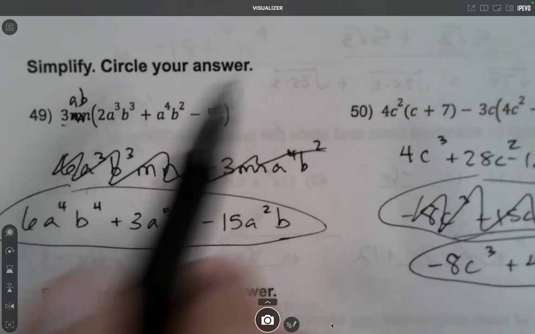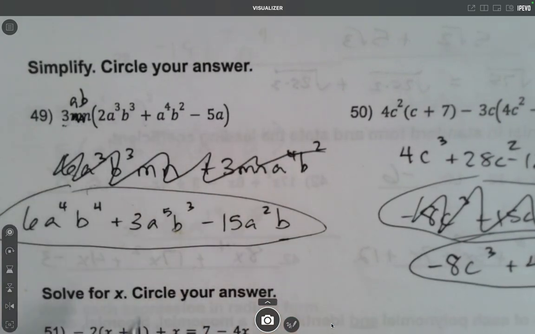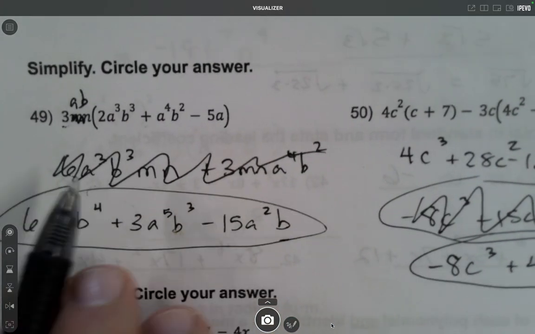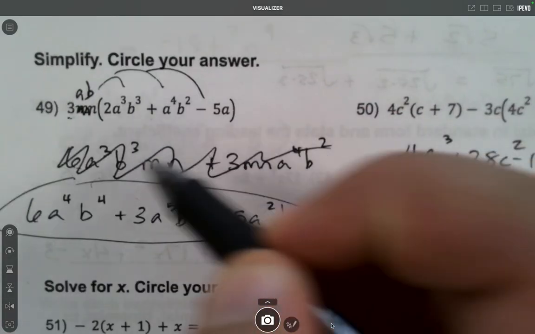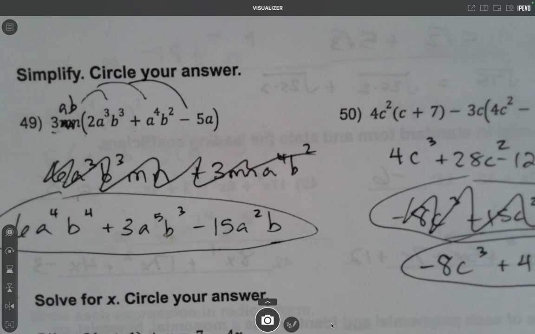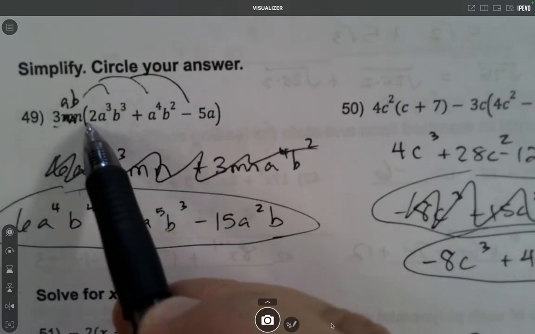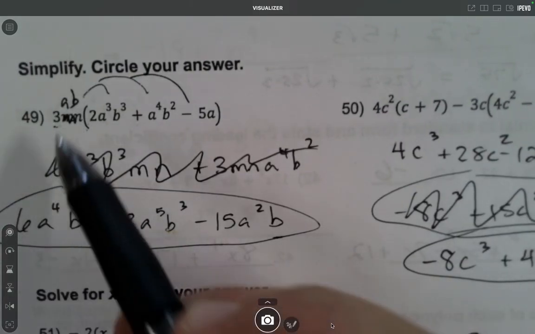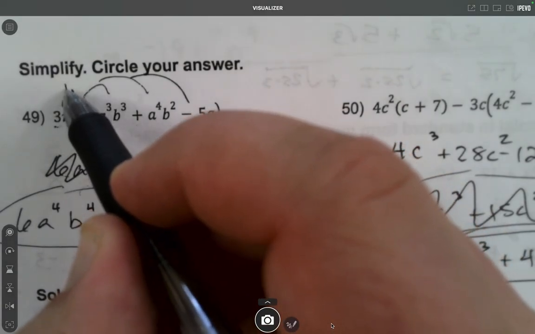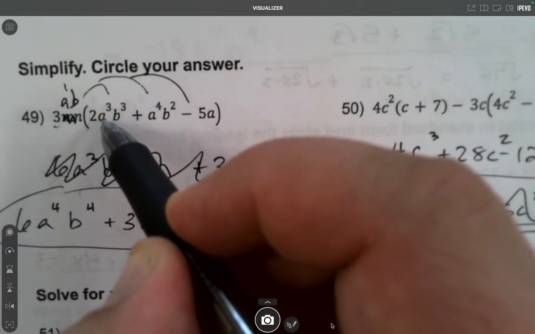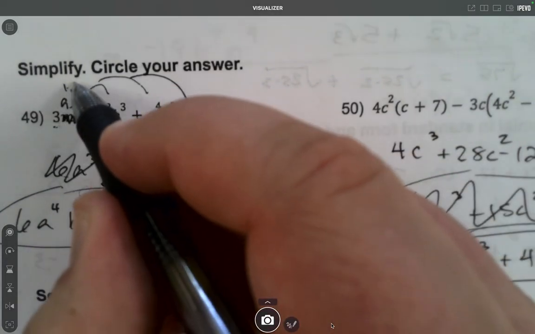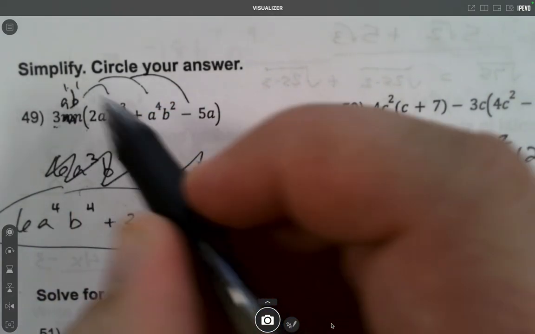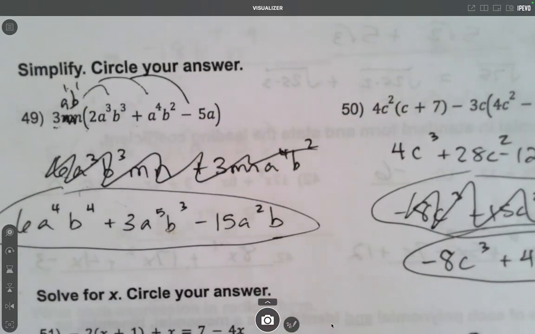49. Sorry again about my typo there. That should have been 3ab. This one does take a little bit of time. So start, we're distributing. So we got to multiply this term outside by all three of these. So 3 times 2 is 6. Now we're using the rules we've already talked about. A to the first times a to the third, we do 1 plus 3 and get 4. B to the first times b to the third, we do 1 plus 3 and get 4.